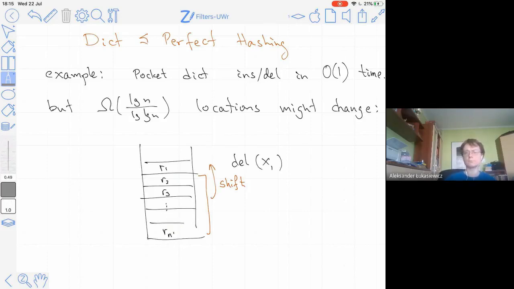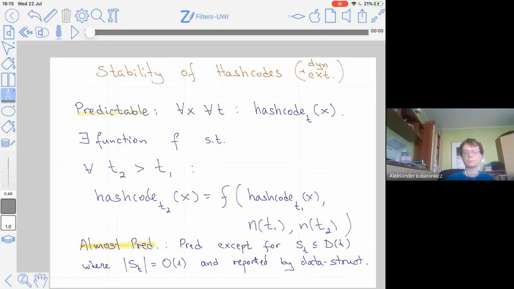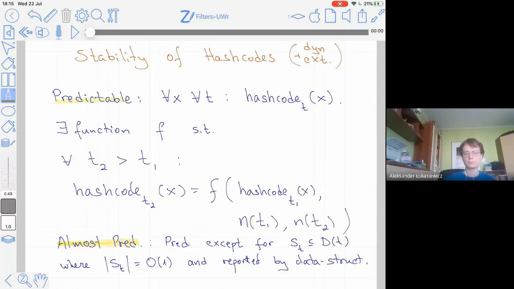Yeah, it's not stable. So let me suggest a definition of stability of hash codes in the dynamic and in the extendable setting. Okay, and I think this is an interesting contribution. The first definition I want to present is predictable hash codes. So what is a predictable hash code? Each element at every point of time has a hash code. The hash codes are, of course, one-to-one, but they may change over time. But they change in what we call a predictable fashion.